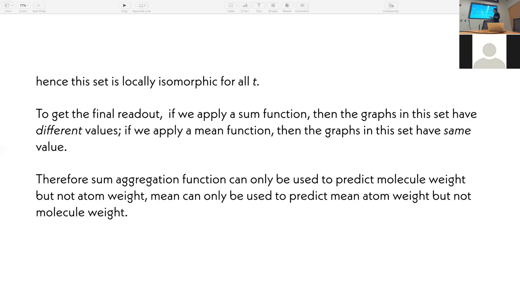Of course, in a realistic situation, you can have a neural network that predicts them both and adds them together, or concatenates them, whatever. But it tells us that if you have a simple structure, then it is important to know whether your quantity is intensive or extensive and choose your aggregation function accordingly.